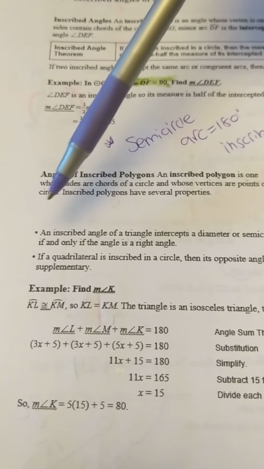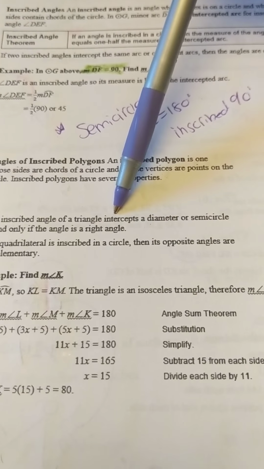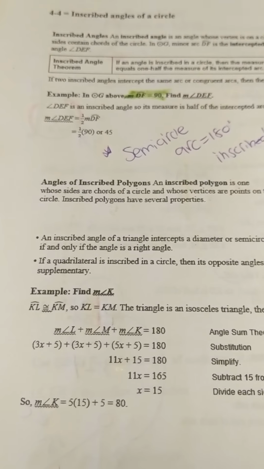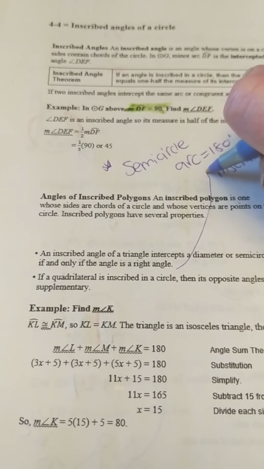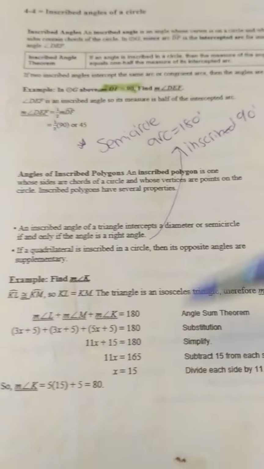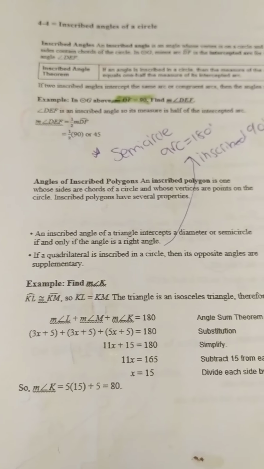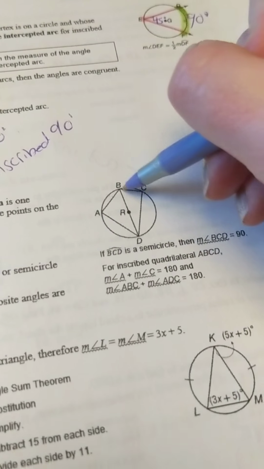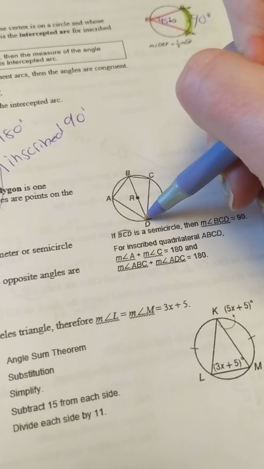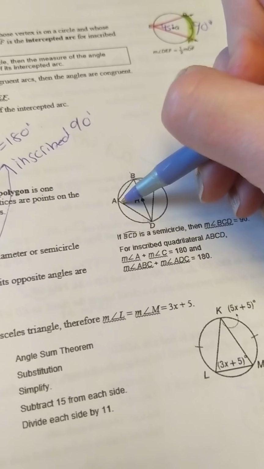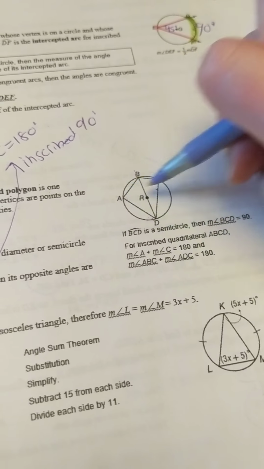It says an inscribed angle of a triangle intercepts a diameter of the circle if and only if the angle is a right angle. So that's kind of what I was talking about with a semicircle. And then if a quadrilateral is inscribed, so we have our quadrilateral here, ABCD, then opposite angles are supplementary. Meaning that angle B and angle D are going to add up to 180 degrees. Angle A and angle C will be supplementary. They will add up to 180 degrees.